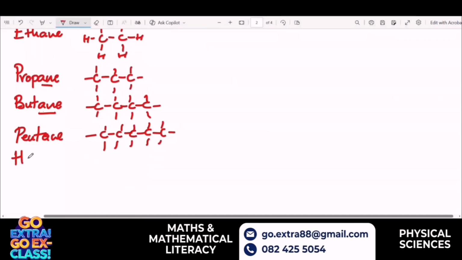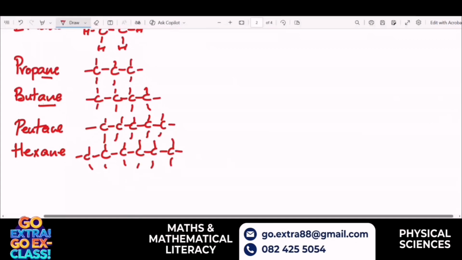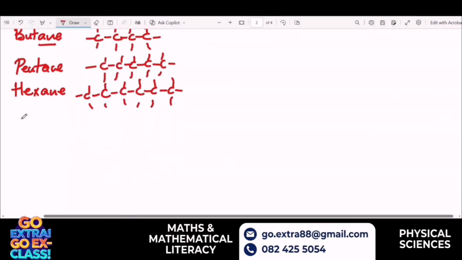The next one following is going to be hexane. Hexane means 6. Just so you know, guys, around each carbon there are 4 covalent bonds. There are 4 covalent bonds all the time. That's the rule. We should not forget that. And then we can continue as many as we want.